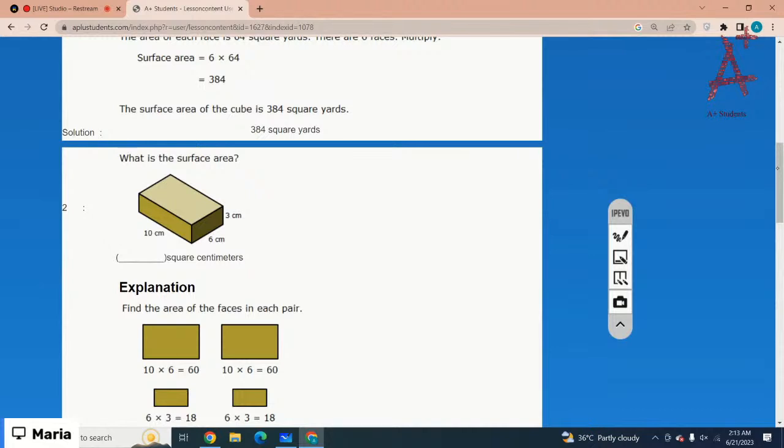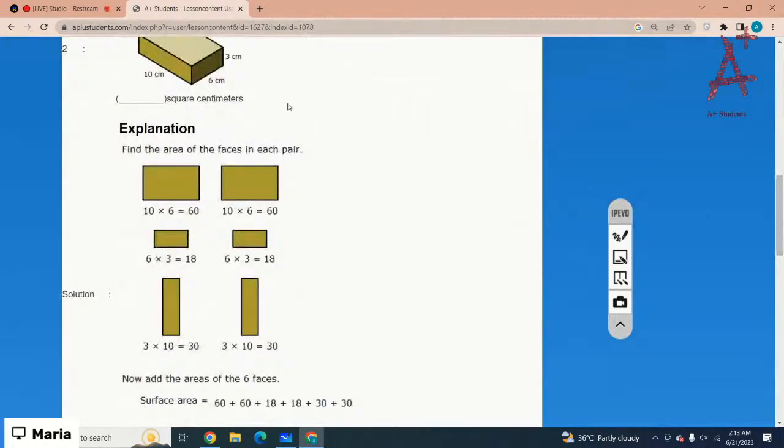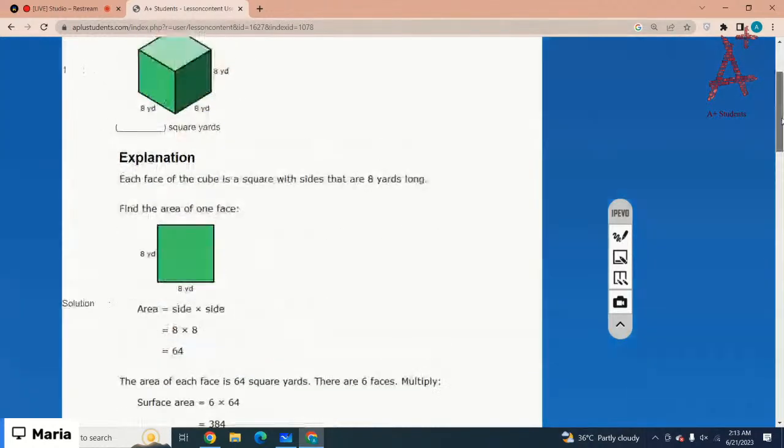This is the area of top and bottom. You have to do 10 times 6, that is 60. The area of this side, that is 6 times 3 equals 18. And then the area of this side, that is 10 times 3, that equals 30. So you have to calculate the surface area. You have to add up areas of all the faces. Let's just start with the practice question then.